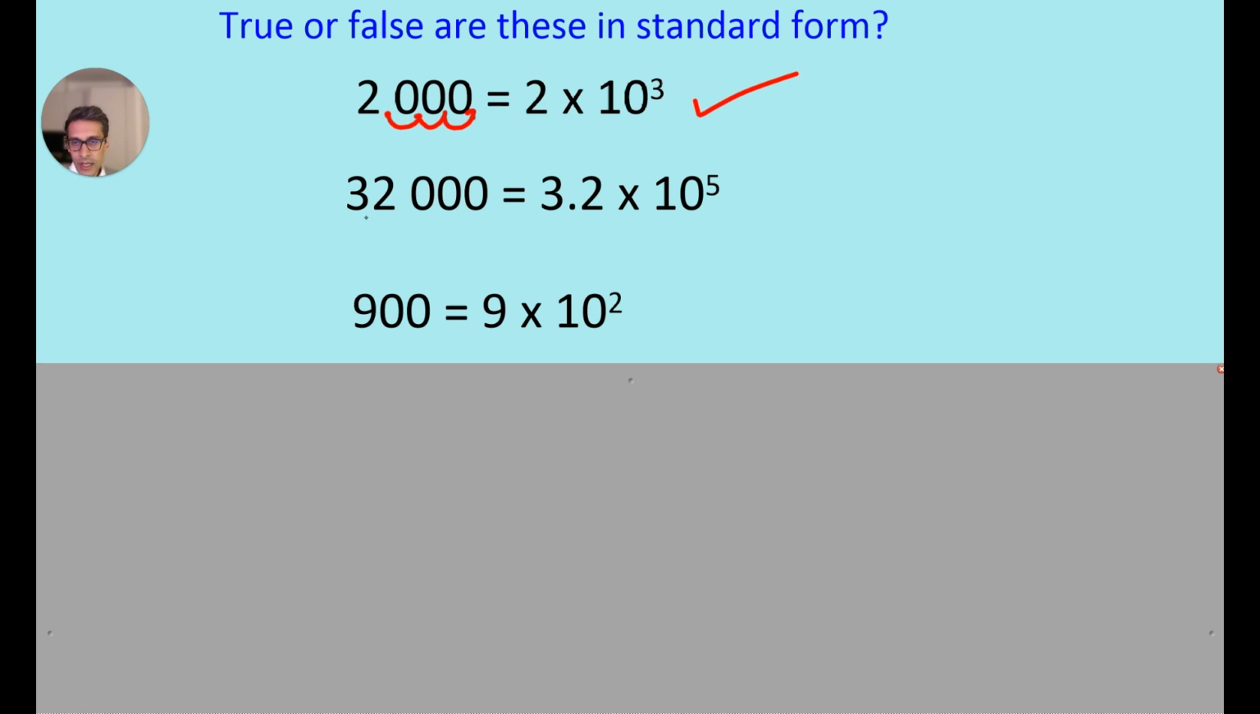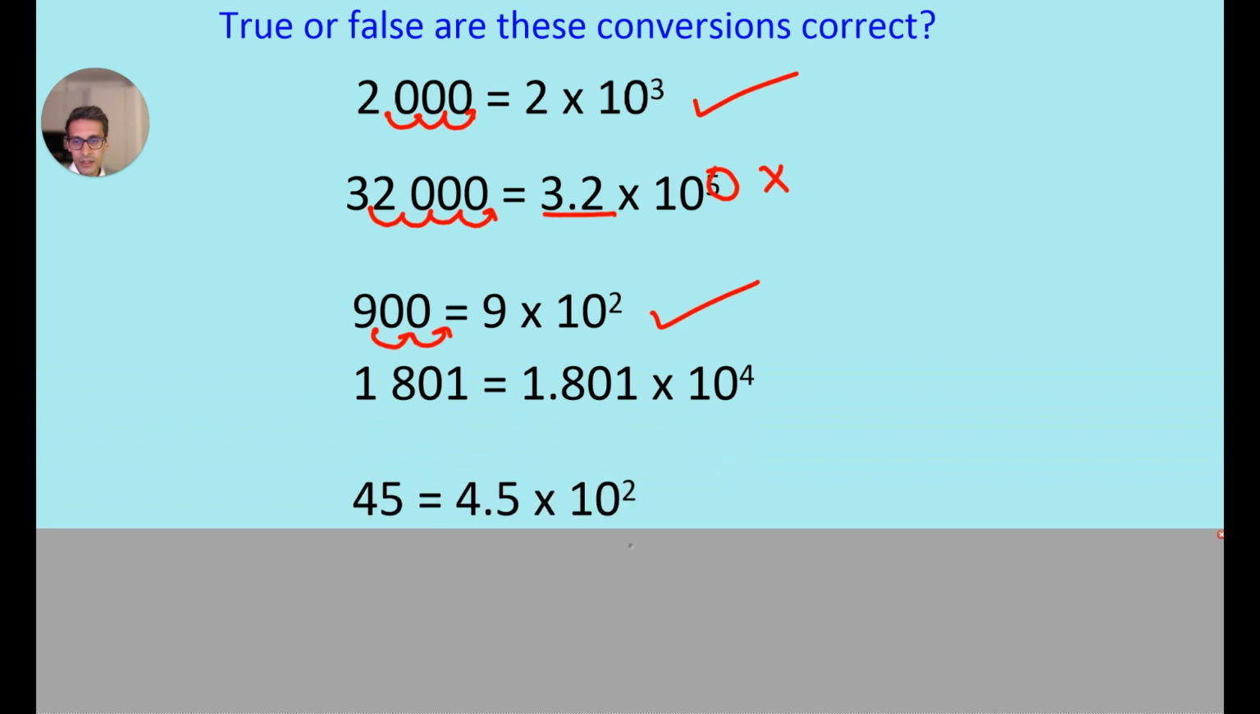Okay, so here's the next one. Now 3.2 is correct, and let's see how many places we move it. 1, 2, 3, 4. So that should be a 4. So that's not correct. This is in standard form, but it doesn't represent the number. Okay. Change the question slightly on the board, but we're still doing the same exercise. Are these correct conversions? So 900, well, it starts here, 9, you move it twice to get to 900, so this is correct. Here's the next two questions.